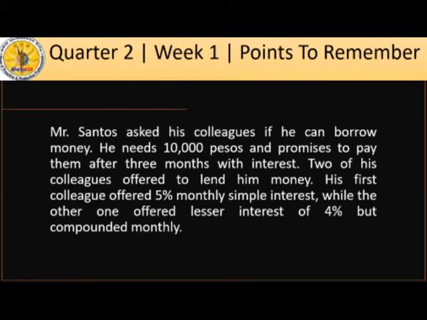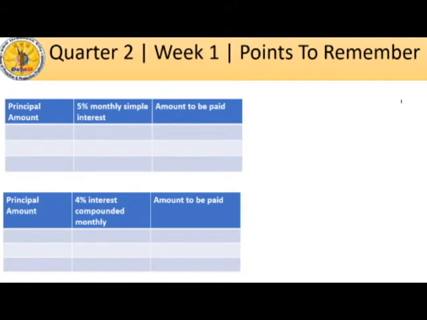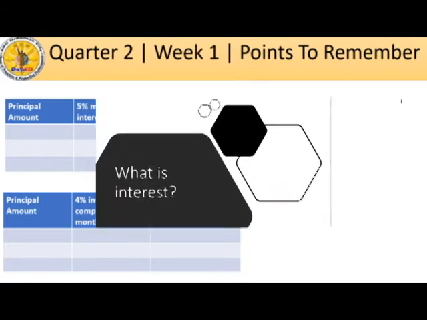monthly. To summarize the situation, let us look at these two tables. In the table above, Mr. Santos was offered with 5% monthly simple interest, and the table below is the offer with 4% compound interest. They are talking about interest. So what exactly is an interest?